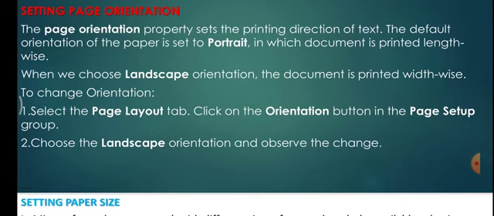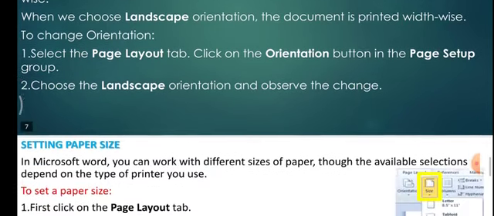Setting page orientation. The page orientation property sets the printing direction of text. The default orientation of the paper is set to portrait, in which the document is printed lengthwise. When we choose landscape orientation, the document is printed widthwise. To change orientation, select the Page Layout tab. Click on the Orientation button in the Page Setup group. Choose the landscape orientation and observe the change.